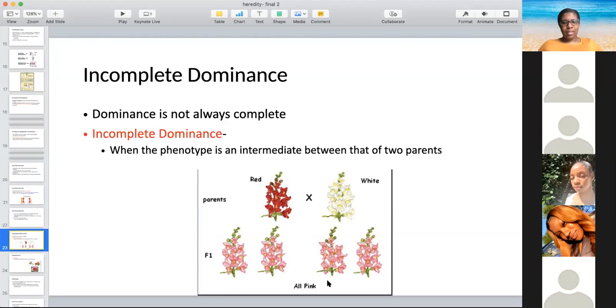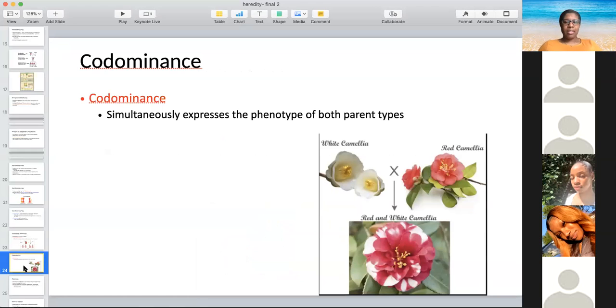Incomplete dominance is when the phenotype is an intermediate between that of the two parents. All right, that's incomplete dominance. Now let's look at this other concept, codominance. You should have read about codominance.